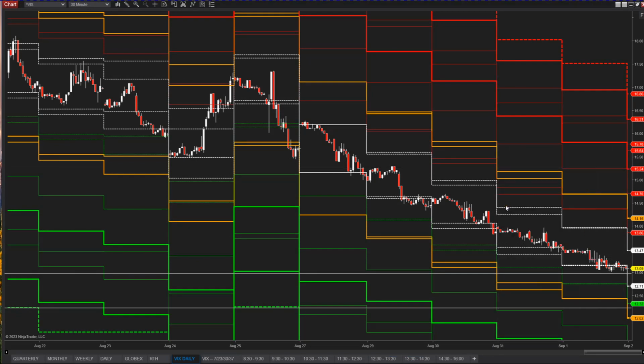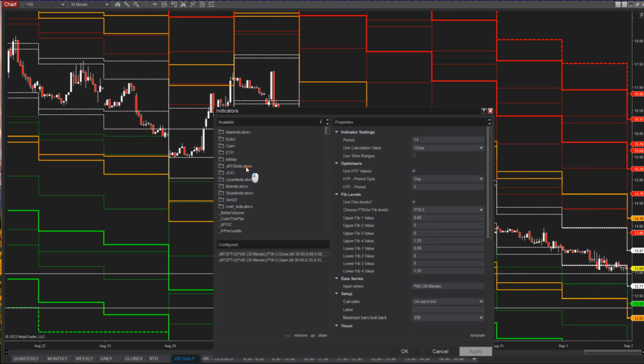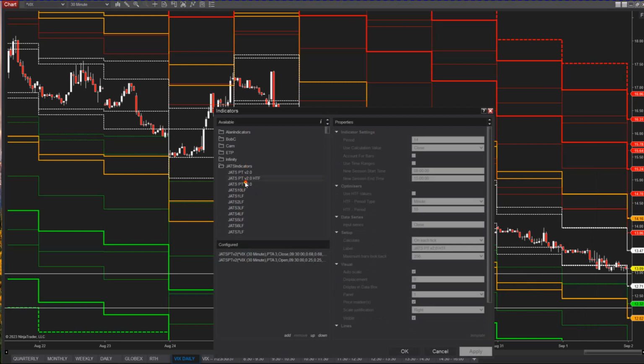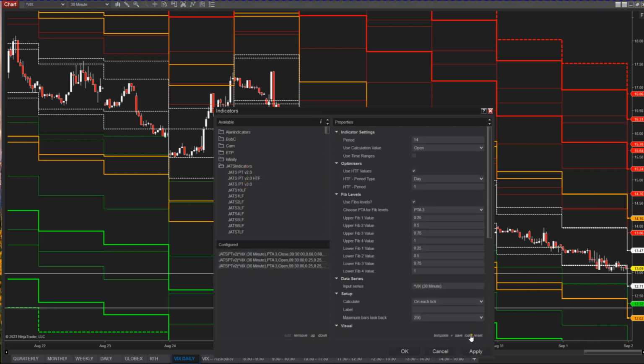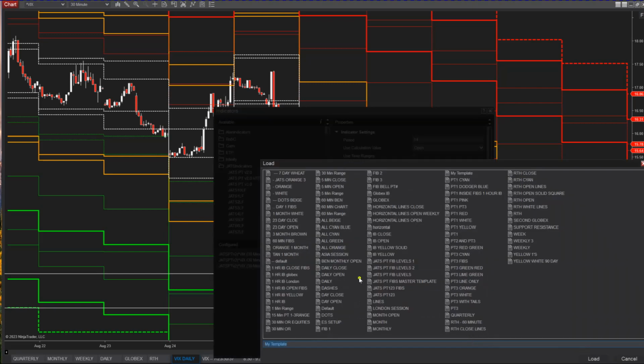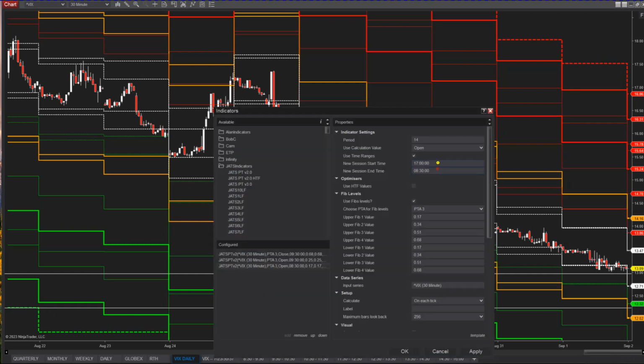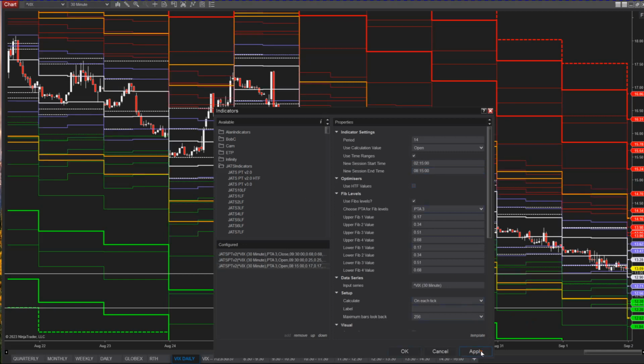Remember how I said Globex? We want to run a Globex for the VIX as well as an RTH. So what we're going to do is load the Globex template, and we're going to change the time to 2:15 to 8:15. There we go.